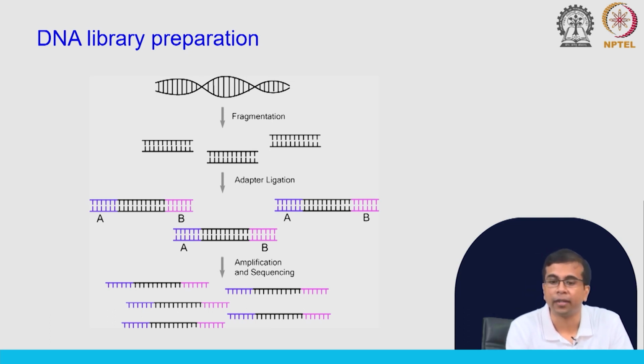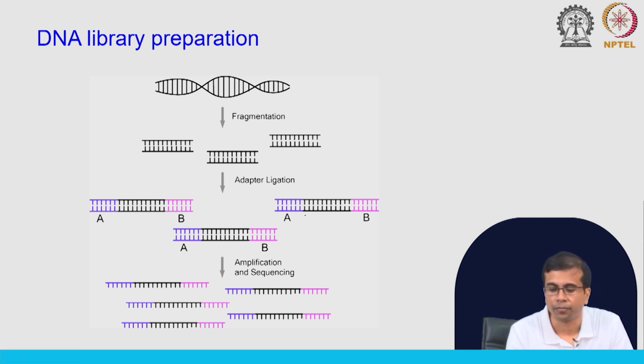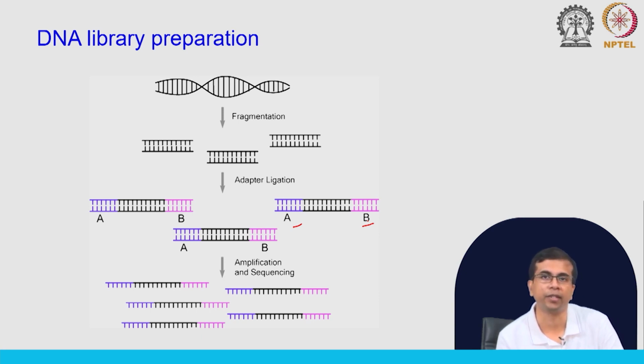After you have fragmented this DNA, what you do is something called adapter ligation. These adapters are shown in 2 different colors here, and also by these letters A and B. These are usually 2 different adapters that are added to the 2 different ends, and there is a specific reason which we will realize when we talk about the methods of sequencing.